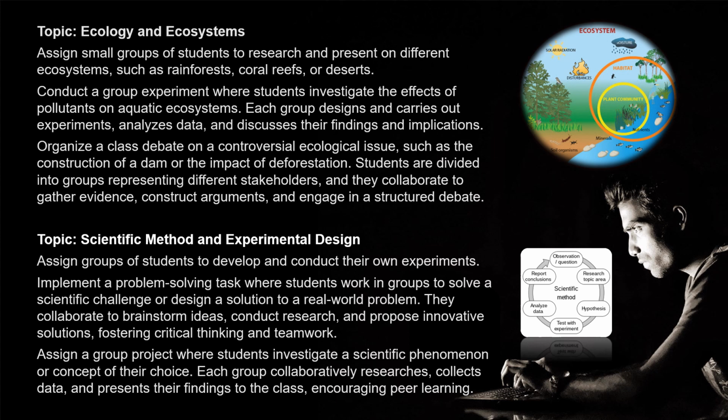Organize a class debate on a controversial ecological issue, such as the construction of a dam or the impact of deforestation. Students are divided into groups representing different stakeholders, and they collaborate to gather evidence, construct arguments, and engage in a structured debate. Topic: Scientific method and experimental design. Assign groups of students to develop and conduct their own experiments. Each group collaboratively designs their experiments, determines variables, collects data, and analyzes results.